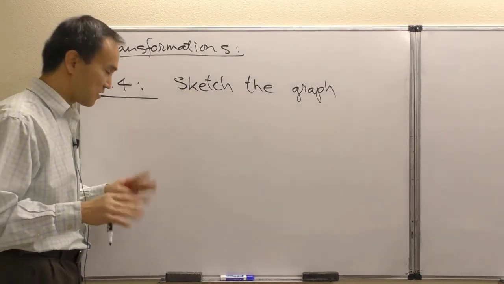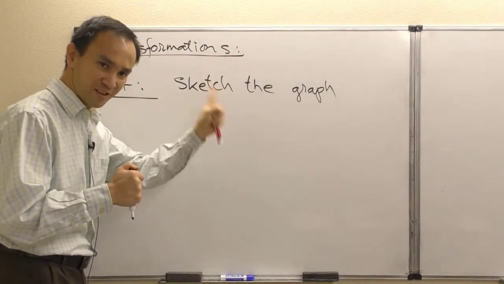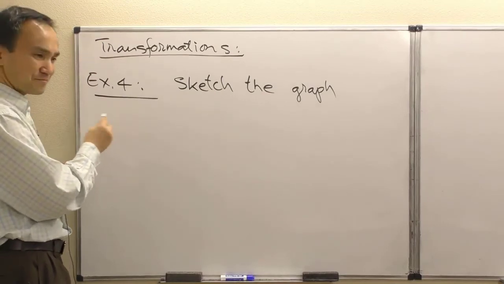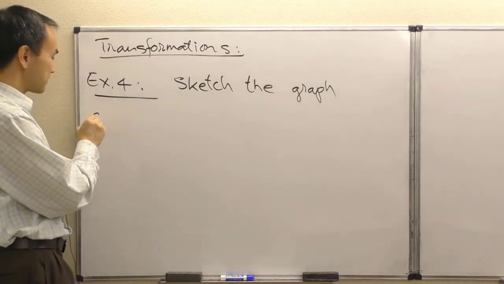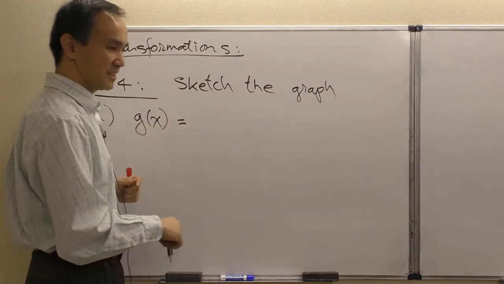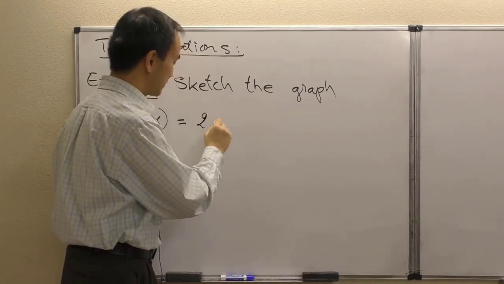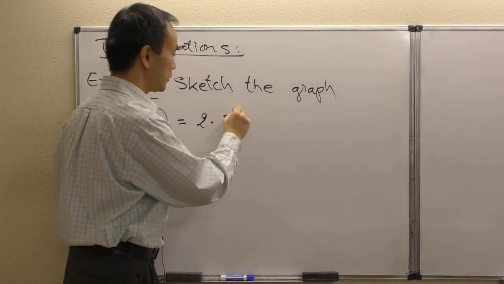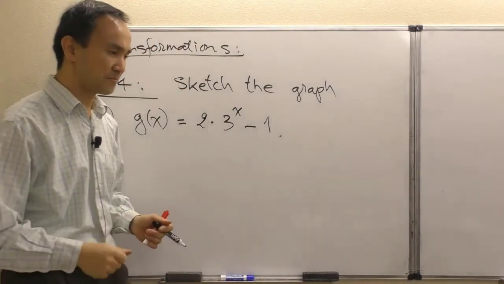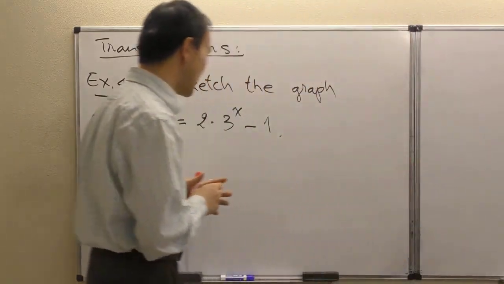This example comes as a reminder that we still can apply the transformation that we've learned previously to the graph of an exponential function. So let's sketch the graph of the given function as following. How about g of x that I sketch here is 2 times 3 to the x minus 1. 2 times 3 to the x minus 1.